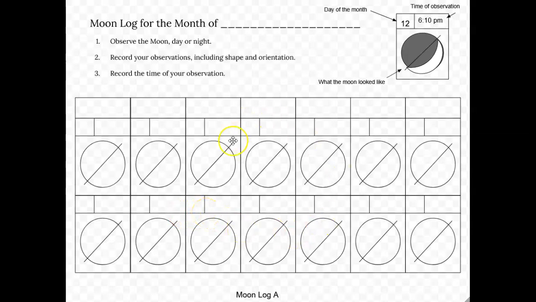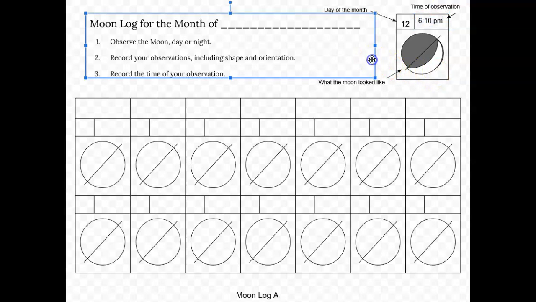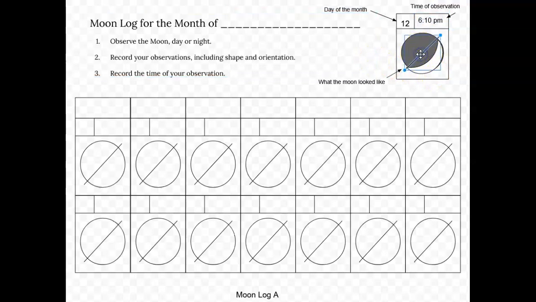This is moon log A. You'll also have a moon log B that's going to just be this bottom part so that you have enough weeks for 5 weeks of moon observations. Up here in the corner is what a sample day that you're going to fill out should look like. So you've got the day of the month, you're telling me what time you observed the moon right there, and then you're drawing a picture of what it looks like right here in this box.